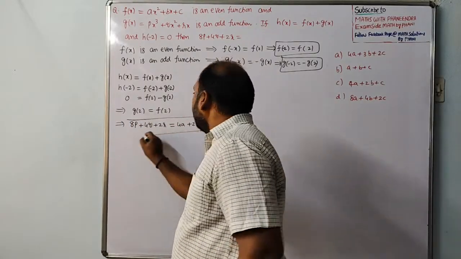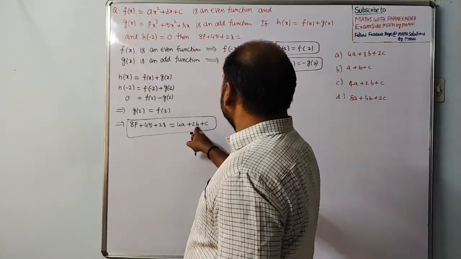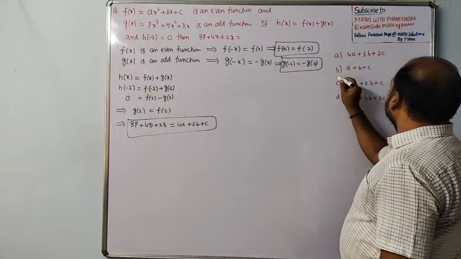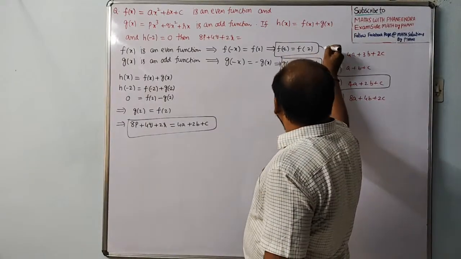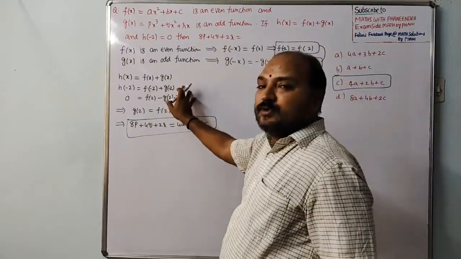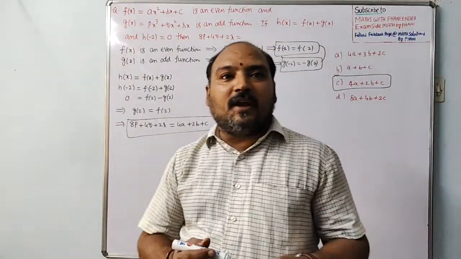That's what they are asking: 8p plus 4q plus 2r equal to 4a plus 2b plus c. 4a plus 2b plus c is there in the third option, dear students. I forgot to substitute these values in this, that's why we were getting a little confusion. I hope everyone understands till here.